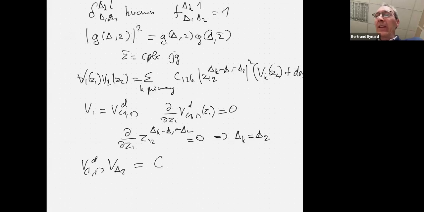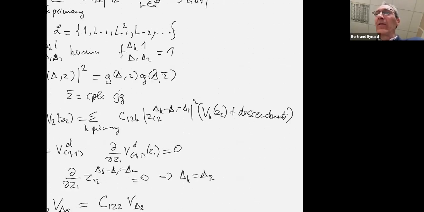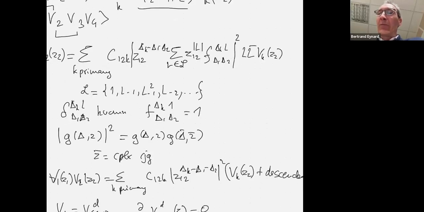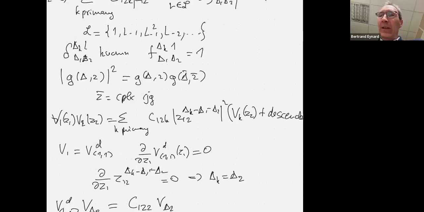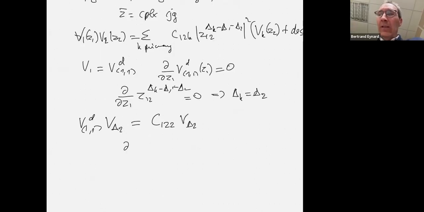And then you may think I must get descendants as well, but if you look at the descendants, they come with a prefactor Z12 to the power of the level L. And again, this prefactor must be Z1 independent. And this implies basically that you don't have any descendants in this OPE.